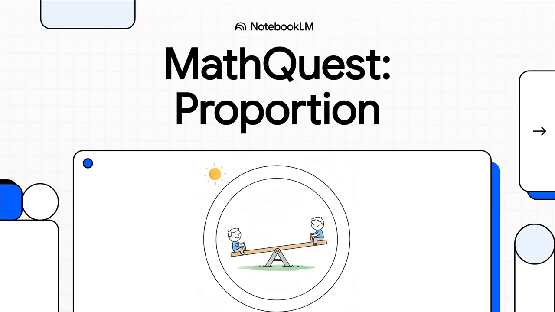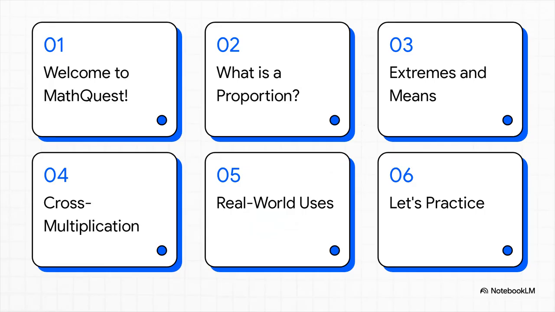Today, we are embarking on a journey through Unit 1, Lesson 1, Properties of Proportion. Think of me as your friendly, built-in AI robot guide, here to help you tackle this topic with absolute zero anxiety. Here is our roadmap for today so you know exactly where we're headed.